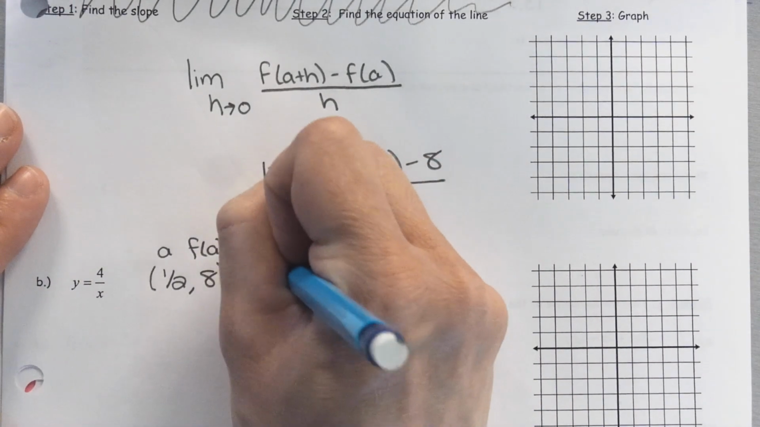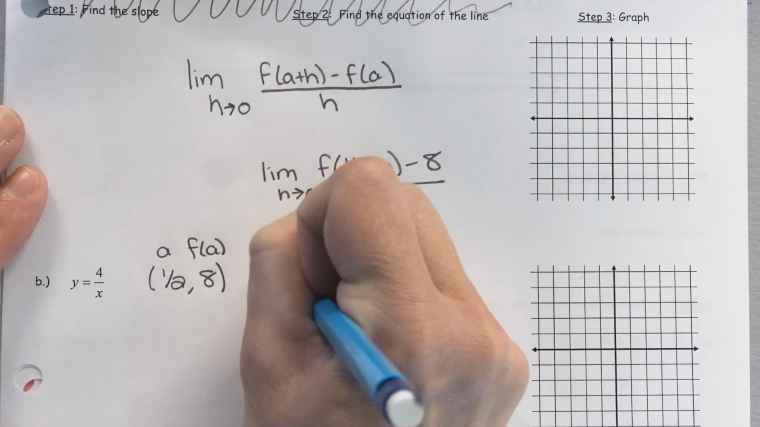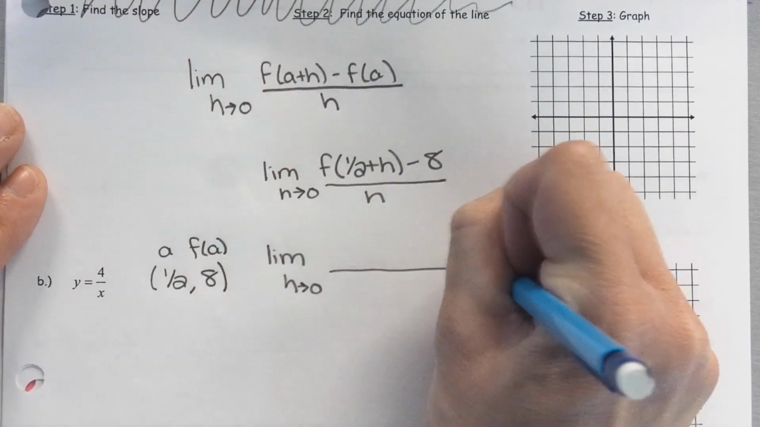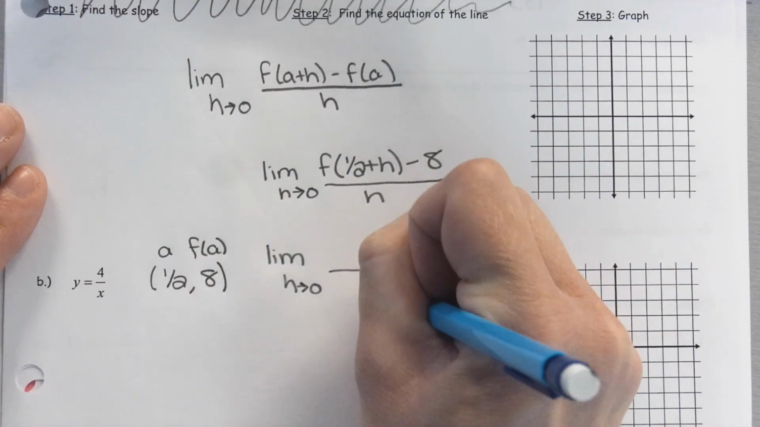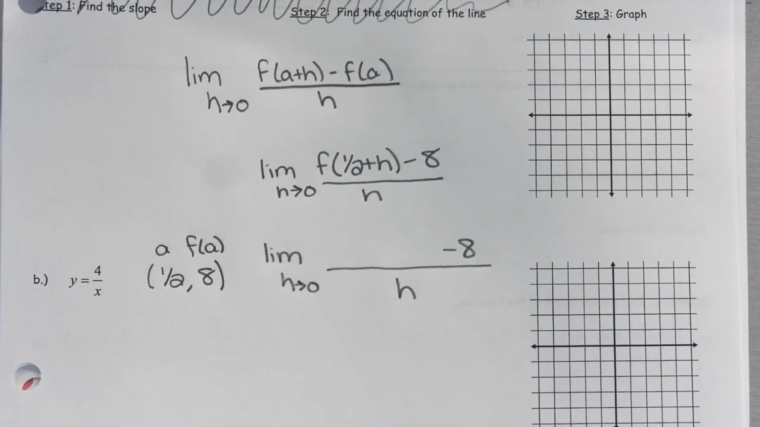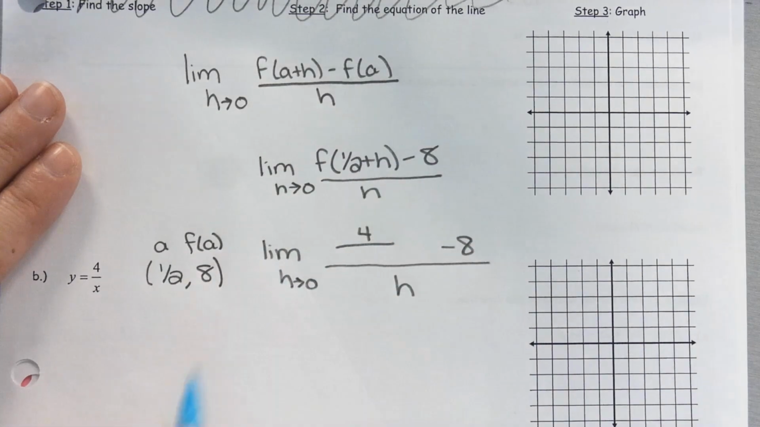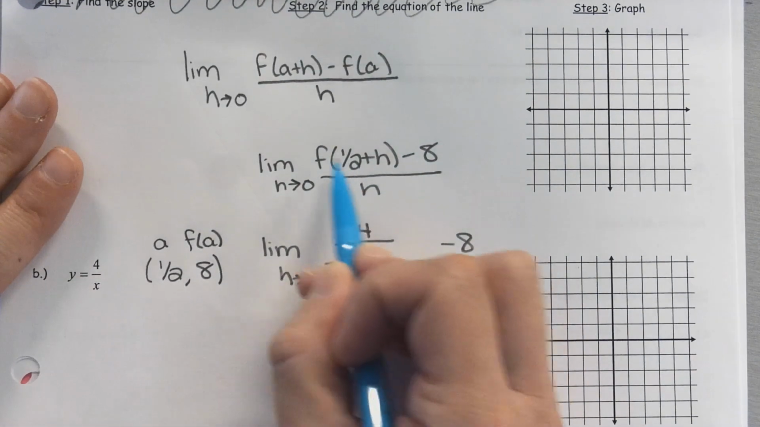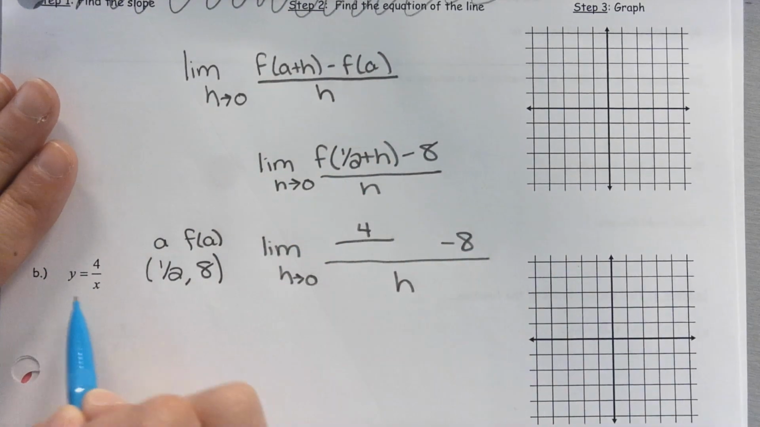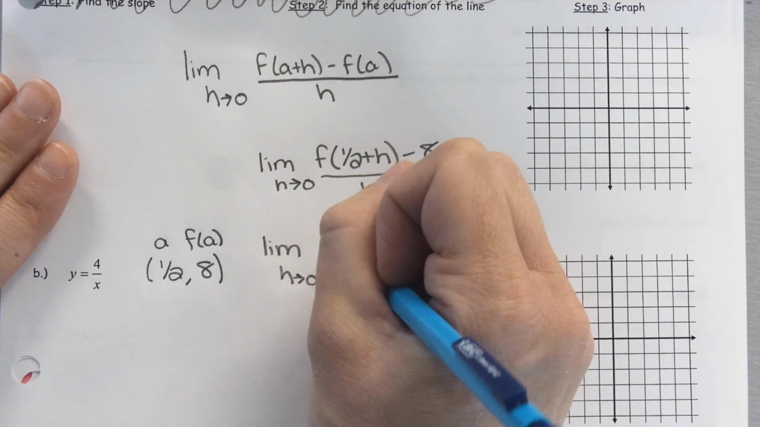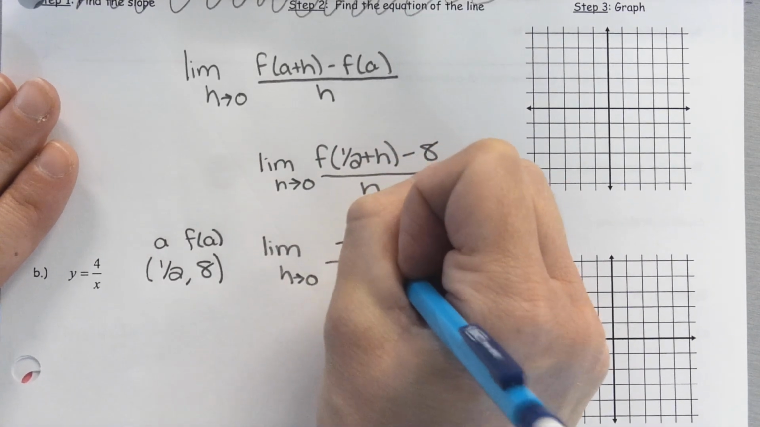So when I go to plug it in, I've got the limit as h approaches 0. Here's my minus 8. Here's my h. So again, those I'm not going to mess with. It's this piece that needs to then get shoved into the denominator there. So I have 4 over, and I'm going to take, where'd it go? I'm going to take this whole bit, and I'm going to plug it into the denominator. So I'm going to plug in 1/2 plus h.